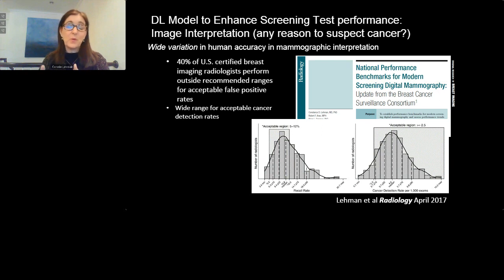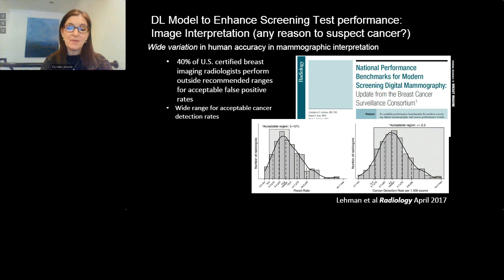As long as we're in a fairly wide range of 5 to 12% of recall rates, we think that that's acceptable. But what that means is you could have one healthcare center where radiologists are recalling 5% of patients to achieve the same cancer detection rate, and another center that has more than double that rate of recalls, which roughly translates to your rate of false positives.